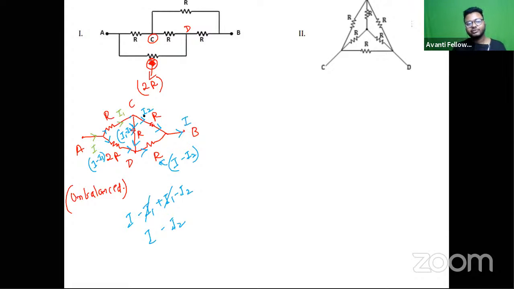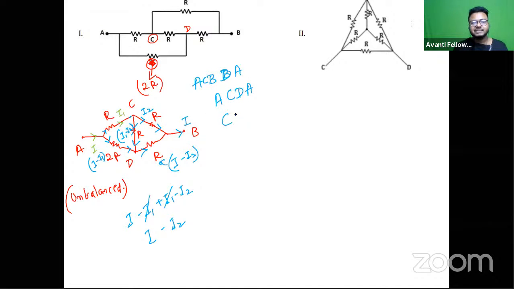Once you have all the currents, you can apply KVL in any loop. Like you can apply KVL in the ACD loop, the ACBDA loop, and the ACDA loop.